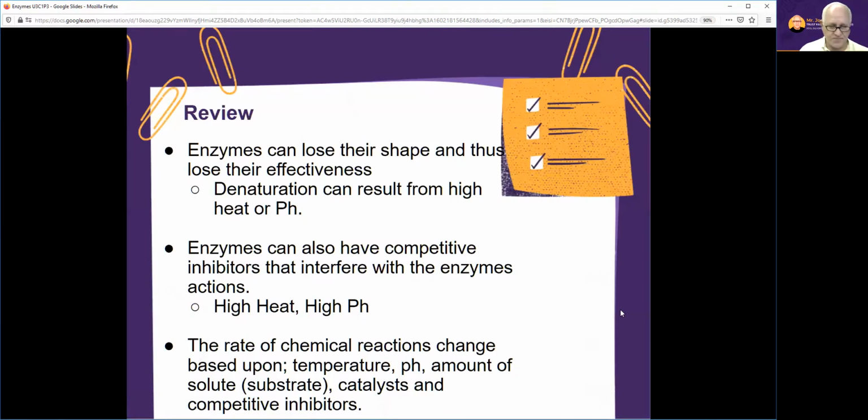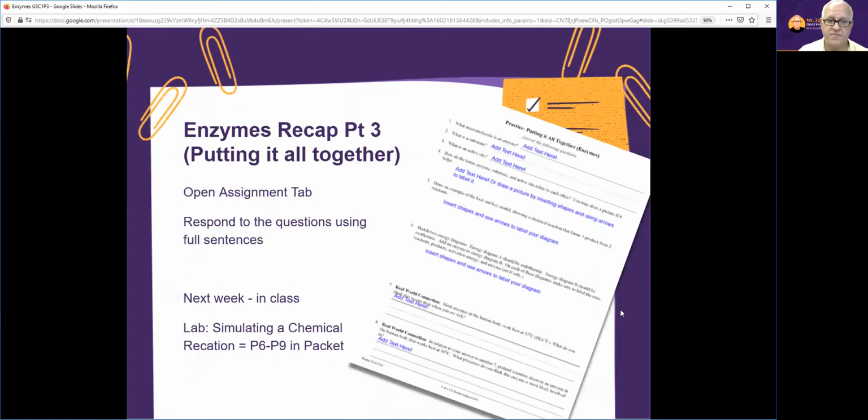So let's review. Enzymes can lose their shape and thus lose their effectiveness. And denaturation can result from high heat or pH change. Enzymes can also have competitive inhibitors that interfere with the enzyme's actions. And this can also happen from high heat or high pH. And the rate of chemical reactions change based upon temperature, pH, amount of solute or substrate, catalysts, and competitive inhibitors.